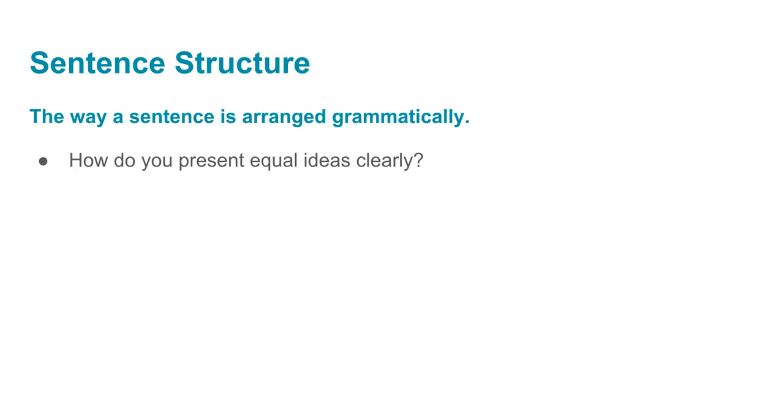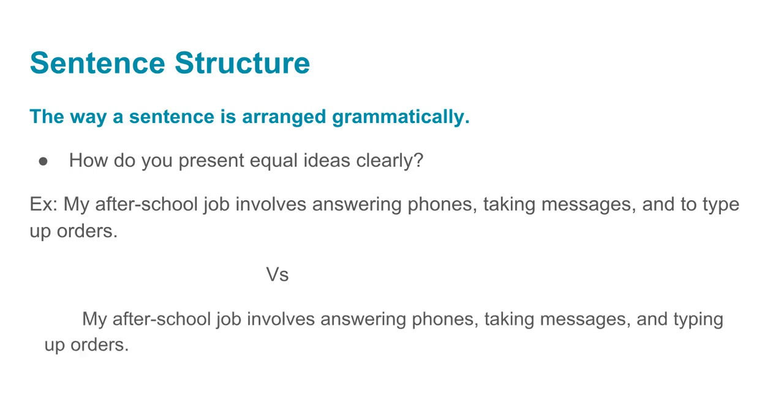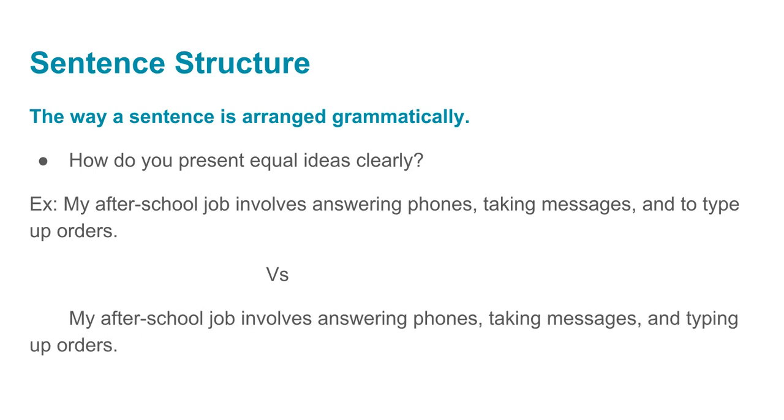How do you present equal ideas clearly? So when you're reading a sentence, how do you present equal ideas, nouns in a series, comparisons, etc., so that people know that those are equal ideas? Look at this example. My after-school job involves answering phones, taking messages, and to type up orders. Compare that and contrast it to this one. My after-school job involves answering phones, taking messages, and typing up orders.